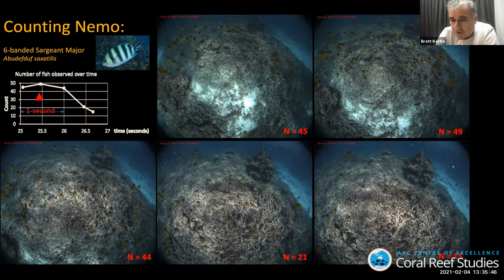I've manually labeled each of the Aberdefduff in there as part of our training set. And we find that in the first real observation of the fish as you approach this particular bommy, there were 45, and then a few milliseconds later, 49, and then 44. But by the time we get to 1 second from the first frame, the fish are starting to disappear into the coral, and by the time the glider's approaching over the top of them, two-thirds of them have hidden.